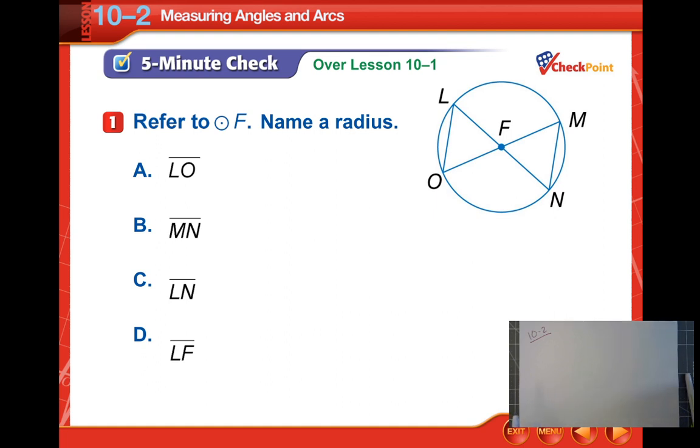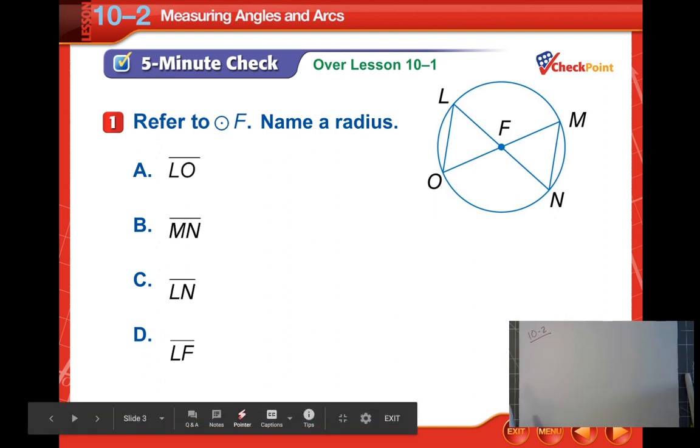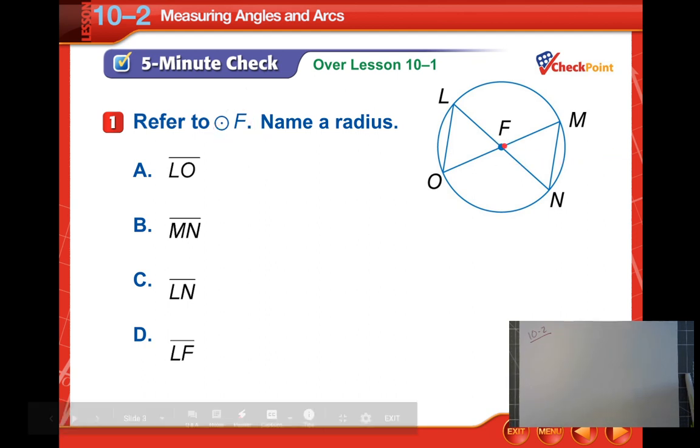Refer to circle F. So circle F, remember that's telling us to name the circle after the center point. That's why it's circle F. And a radius for this one would be LF, for example. We have three other radii as well: FO, FN, FM, all of those.